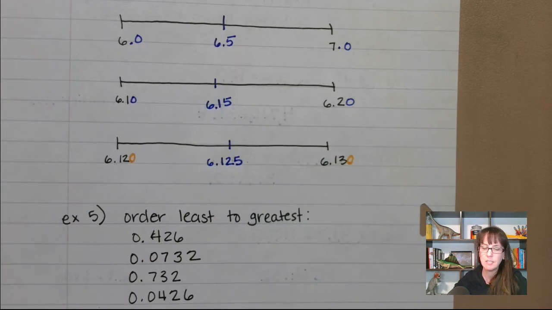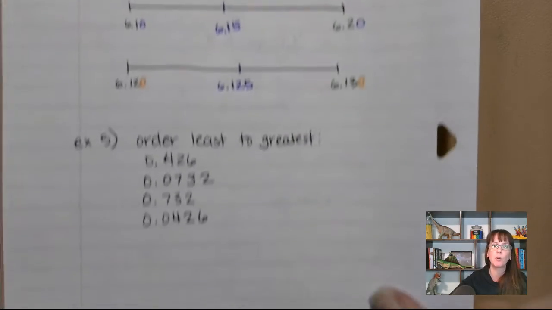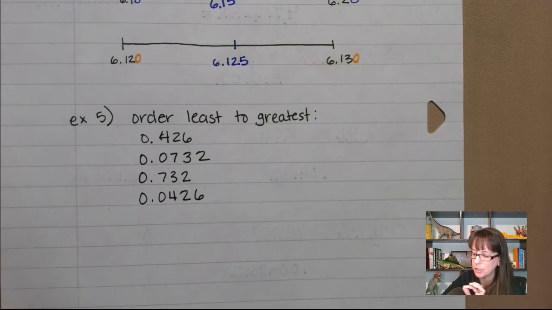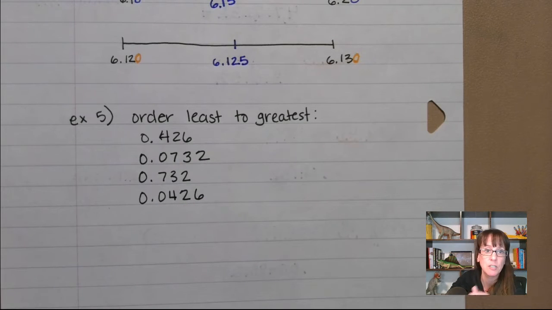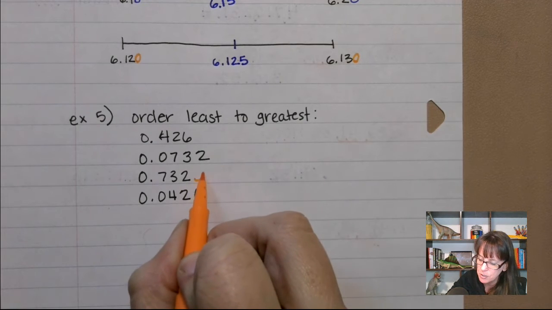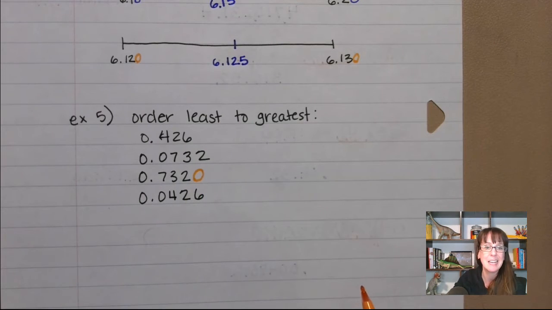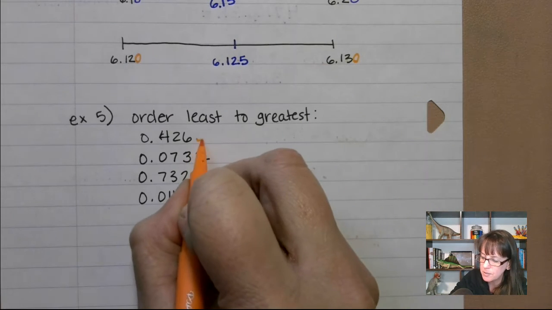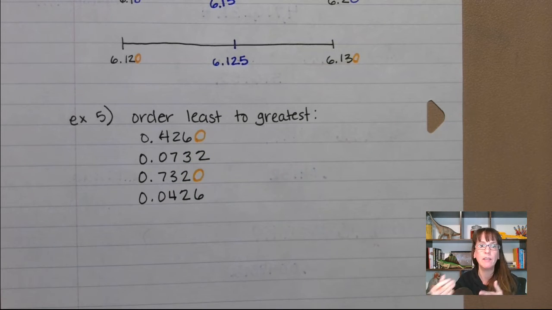So let's talk about that. For example, number 5, we want to order from the least to the greatest. Like I said, adding zeros makes it a lot easier. It looks like we need 4 digits after our decimal. This one is missing a digit, so I'm just going to throw an extra 0 in there, because adding zeros at the end after your decimal doesn't change anything. Let's do that for this one here. Now that they all have the same number of digits, we can just compare the numbers.